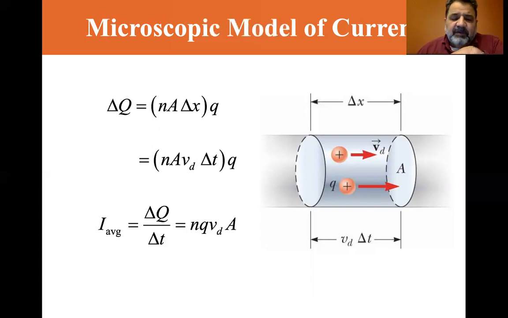Now, let's divide both sides by delta t, and we get the average current, delta Q over delta t, is equal to nqvd. The reason they have vd is that's the drift velocity. We're going to introduce that in a little bit. So the average current is the number of charge carriers per volume, or the charge carrier density, times the individual charge, times the drift velocity, times the area.